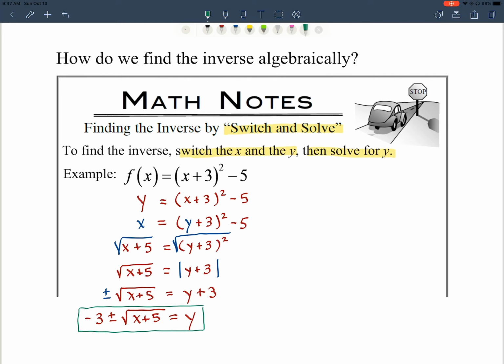Okay, now, if we're trying to write that in function notation, remember then we're just going to write it as f with the little negative 1 in the exponent, or we read that as the inverse of f of x is equal to negative 3 plus or minus the square root of x plus 5. So either of those answers would be fine. I know what you're trying to do if you just left it as y, but just make sure you know how to do that. All right, the next one.